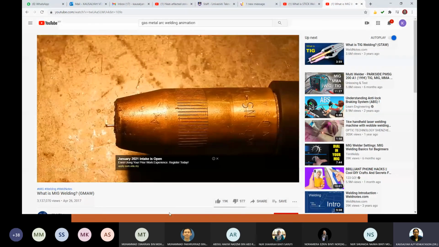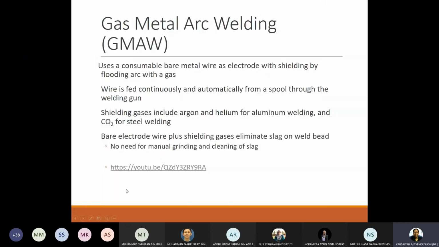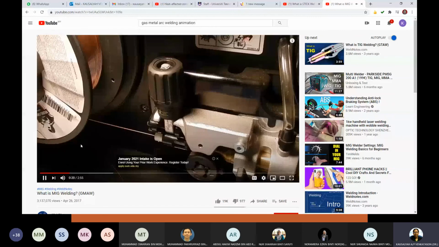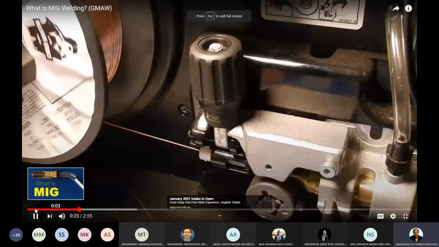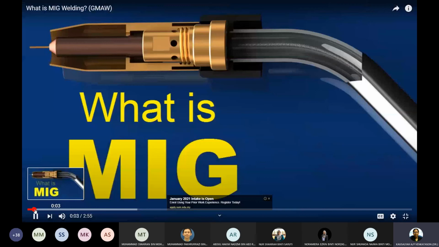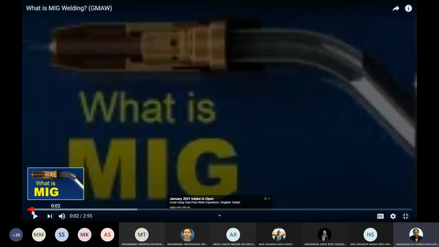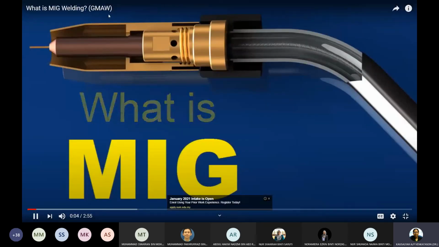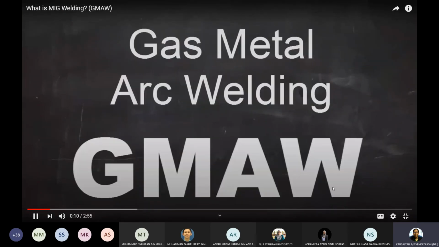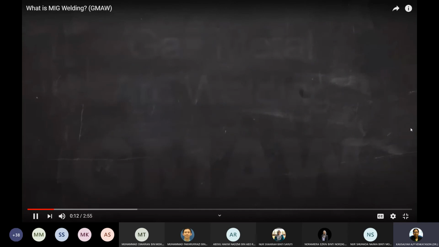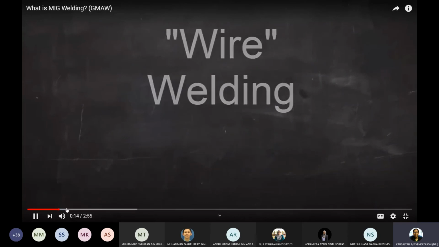In MIG welding, a thin wire acts as the electrode. This wire is fed from a spool mounted on a gun or inside the welding machine through a flexible tube. MIG stands for metal inert gas. GMAW welding is also known as MIG. The American Welding Society calls this process gas metal arc welding, or GMAW. You might also hear it called wire welding.